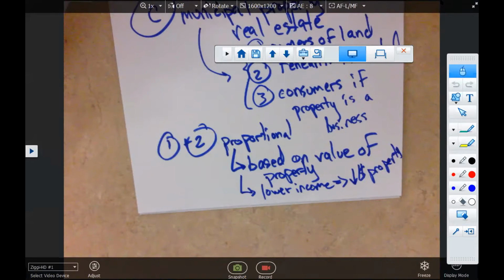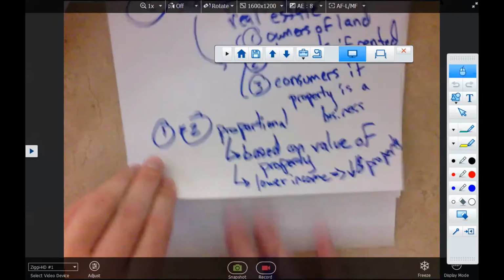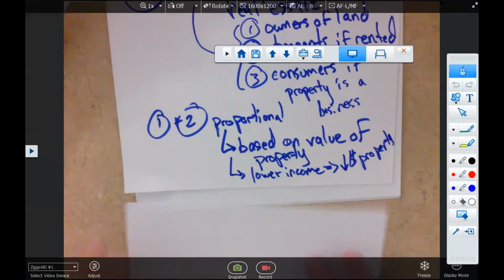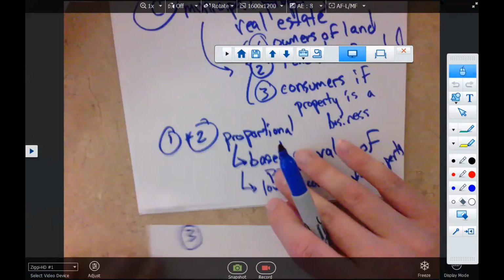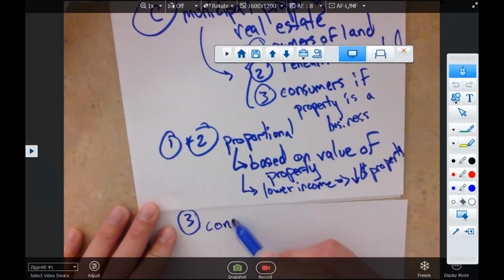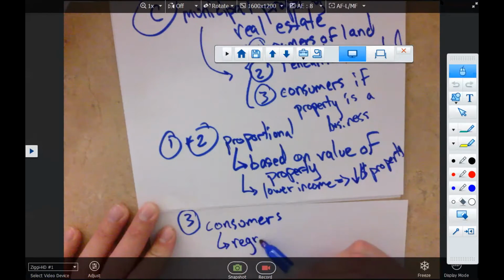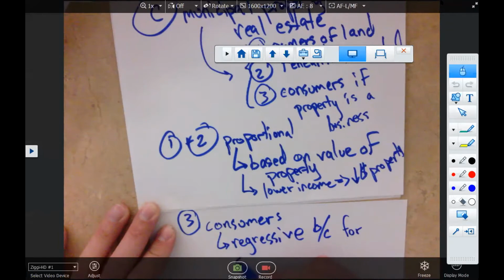What about if the incidence falls on the consumers? What kind of tax do we think it'd be then? Progressive. Very good. Why? Because the same way that sales tax works.